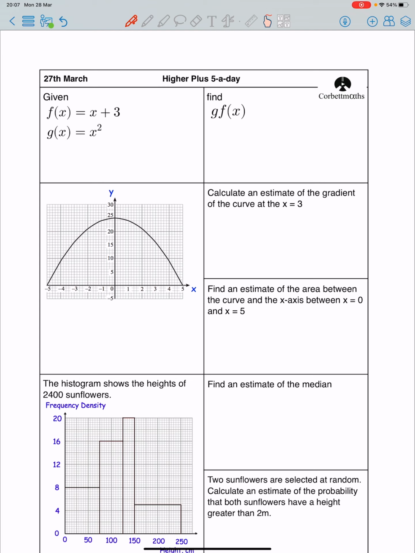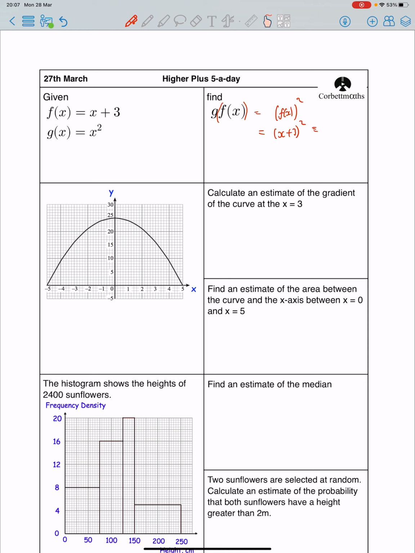So here we've got two functions, f of x equals x plus 3 and g of x is equal to x squared. And we're doing g of f of x. So we're essentially putting f of x into g of x. Okay, so instead of doing x squared, we're actually putting f of x into that. So it becomes f of x squared. But what is f of x? It's x plus 3 all squared, like this.